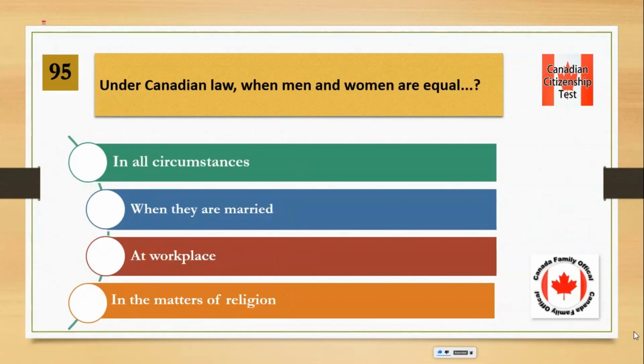Under Canadian law, when are men and women equal? Number 1, in all circumstances. Number 2, when they are married. Number 3, at the workplace. Number 4, in matters of religion. And the answer is in all circumstances.